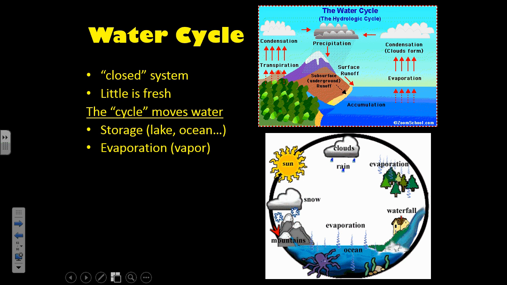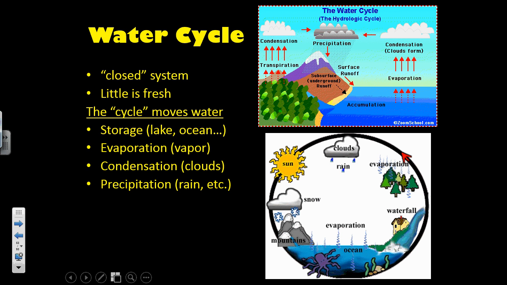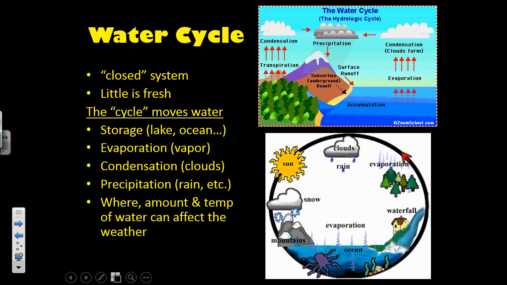Now, when you have energy loss, you're going to get condensation. This is how clouds form. We lose energy, the particles come closer together, they condense and form clouds. If you have excessive condensation or excessive cooling, it leads to precipitation. And the temperature of this water, the location of this water, and the amount of this water are all things that can affect our weather and some various other parts of the environment.